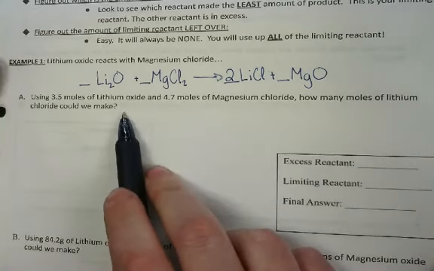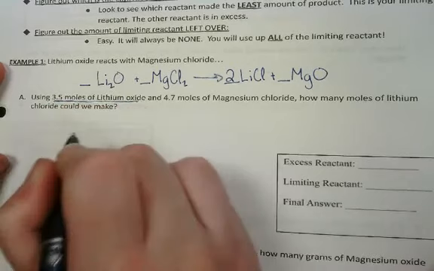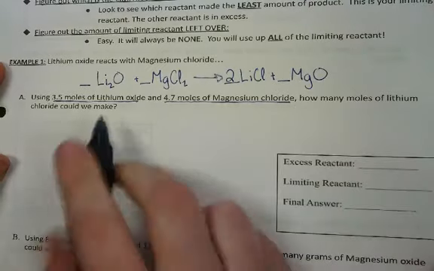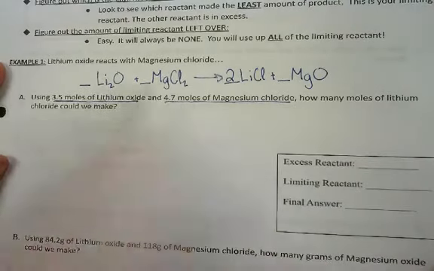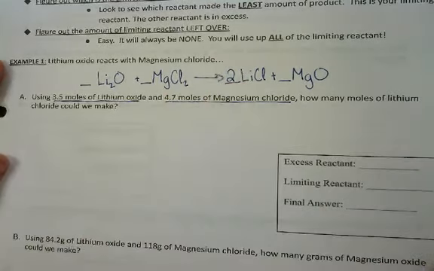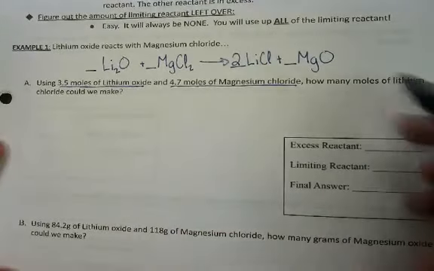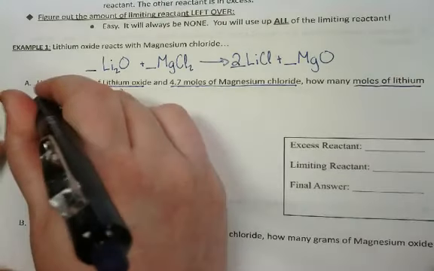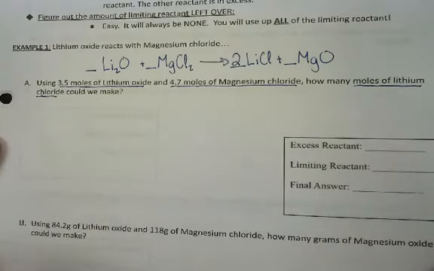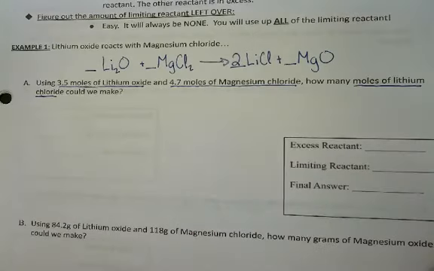So what we're going to do now is use what's been given to us, 3.5 moles of lithium oxide and 4.7 moles of magnesium chloride. They gave us the amount for each reactant. What that means is we're going to set up dimensional analysis twice. So, it's asking us to find moles of lithium chloride. So we're going to go from moles of lithium oxide to moles of lithium chloride. And then again, we're going to do moles of magnesium chloride to moles of lithium chloride.